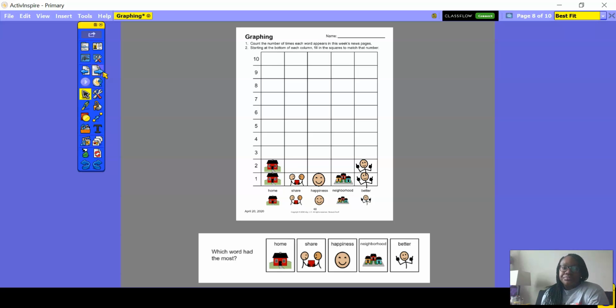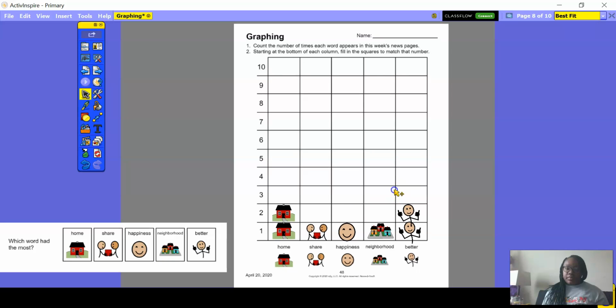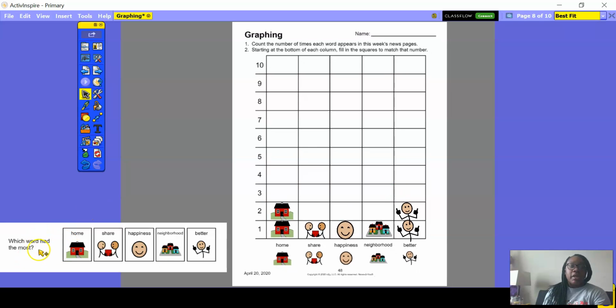Okie dokie. So our first question says, which word had the most? Which word had the most? And so most is the biggest amount. Was it home, share, happiness, neighborhood, or better? So here I have the graph, and I can make it bigger if need be and move this over. So here's the graph. Which word had the most?